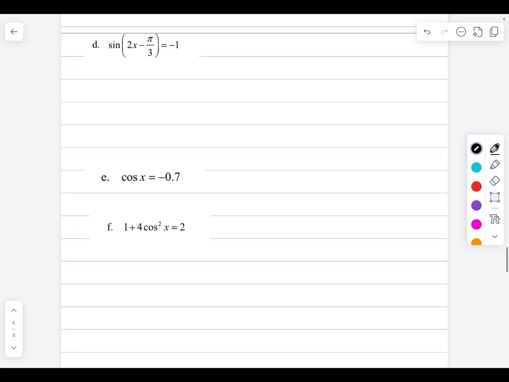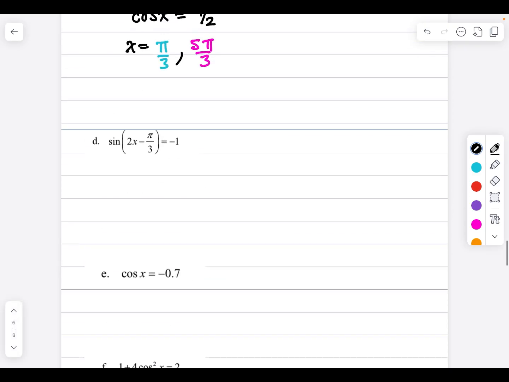Part D. I see the sine function here. And I do know of the coordinate on the unit circle where the y coordinate is negative 1. So when I see sine of an angle, I'm thinking the y coordinate on the unit circle, that's going to be negative 1, which is right here in pink. So between 0 and 2 pi, I'm only seeing one solution.